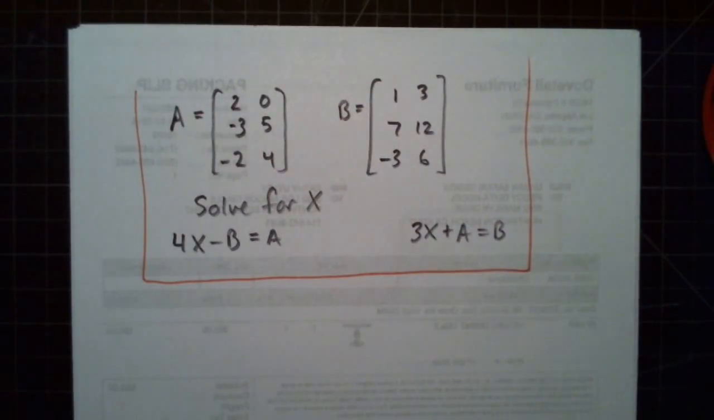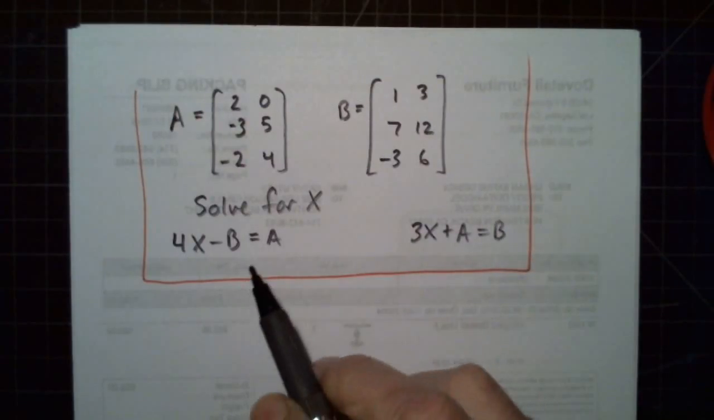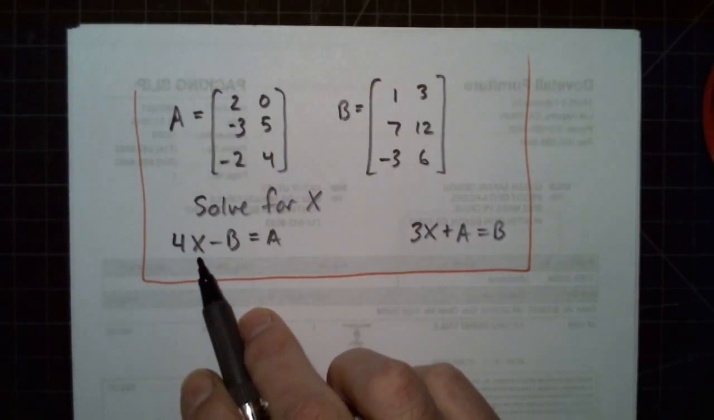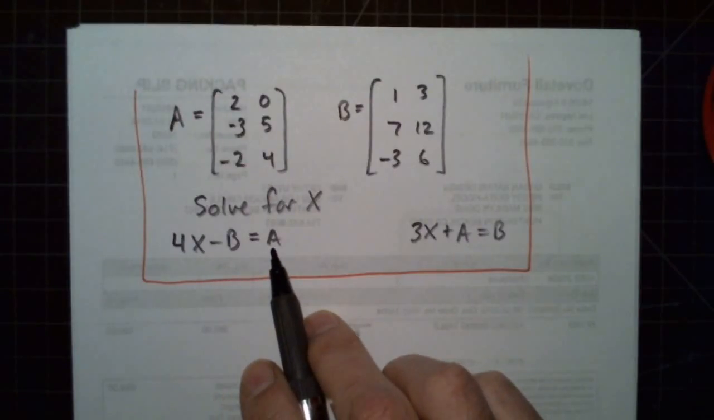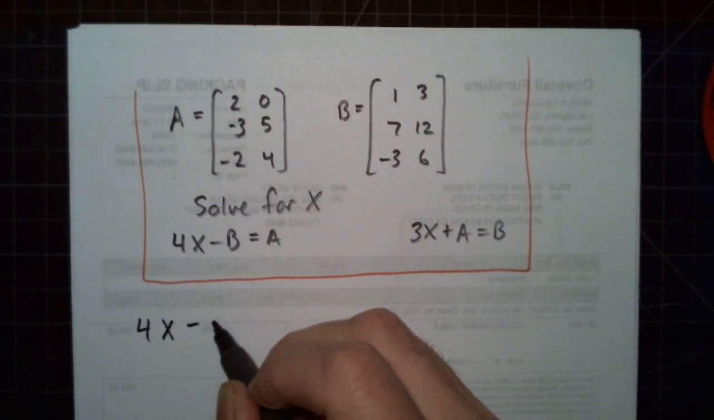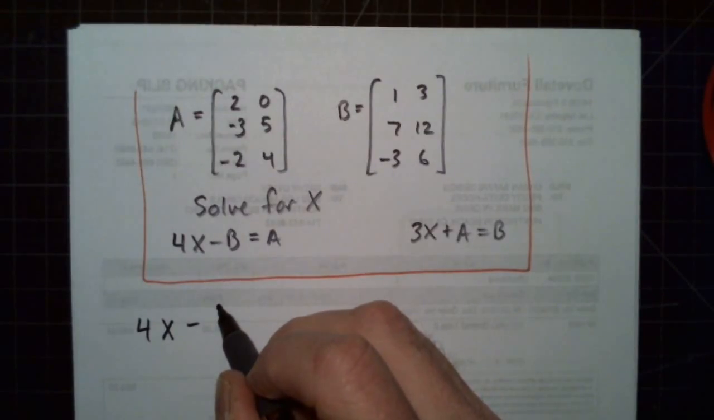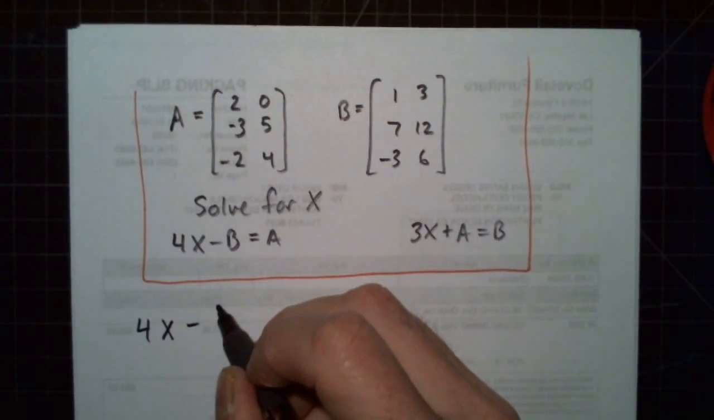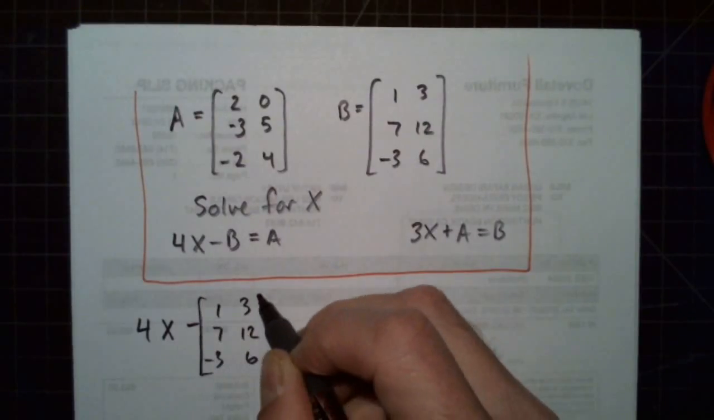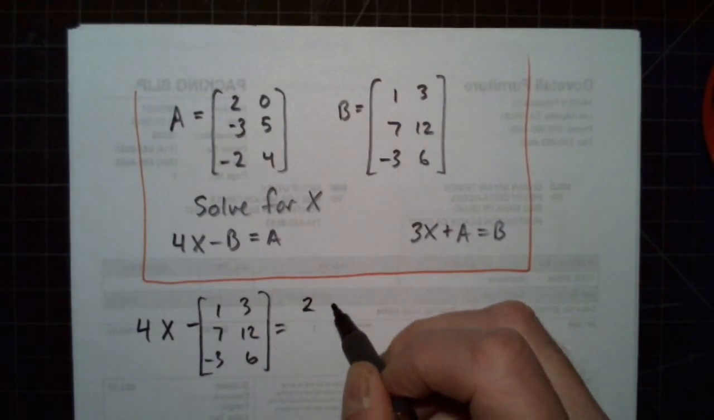So in this problem, we're still going to be using operations with matrices, and it's just another way of asking the question. Here, x represents a matrix. It's not just one number. So we're going to go 4 times some matrix minus b is equal to a. 4x minus b is equal to a.